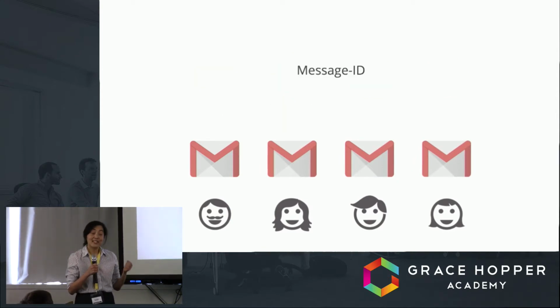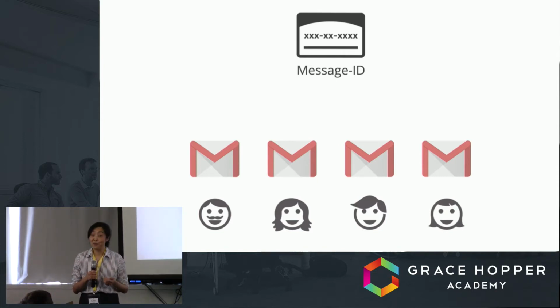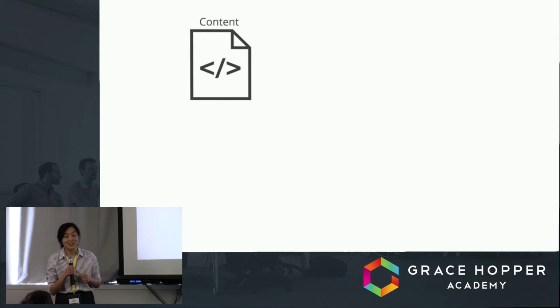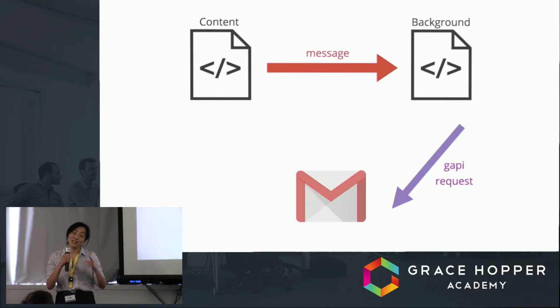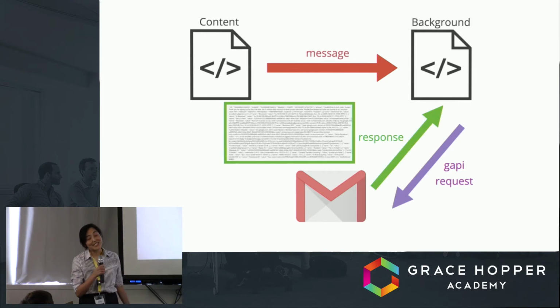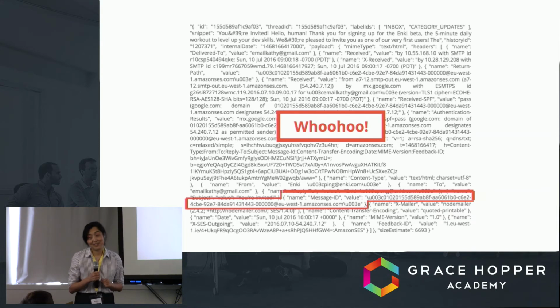The link we use to connect inboxes is the message ID, which is like a social security number for email. But Gmail didn't give us the message ID unless our content script sent a message to our background script, which sent a request to Gmail's API, which sent back a response with the metadata, which we then had to dig through for that message ID.